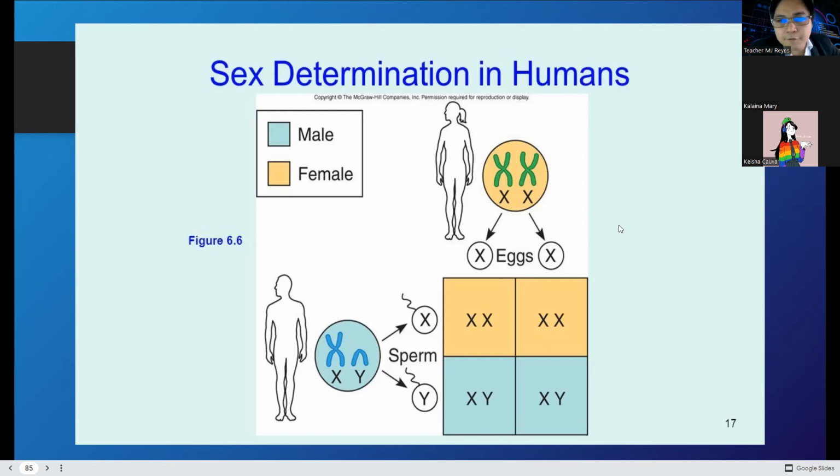As you can see there in the figure, in the diagram, you can see 50-50 chances. Okay, 50 is to 50, or 2:2, or 50% is to 50%.